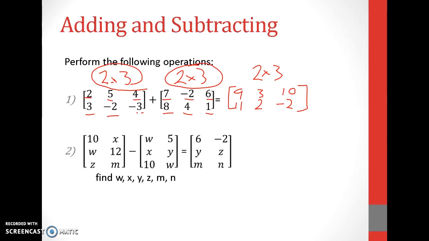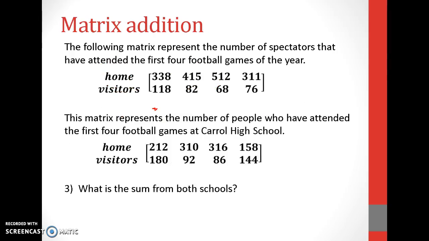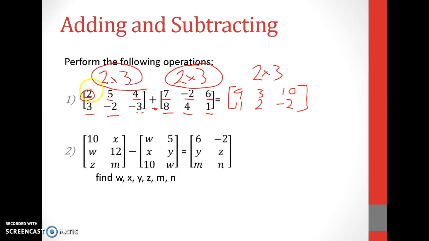Subtraction works the same way. If this had been a subtraction, then instead of adding the 2 and the 7, what I would have done is subtracted 2 minus 7, and it would have been a negative 5 here instead of a positive 9.